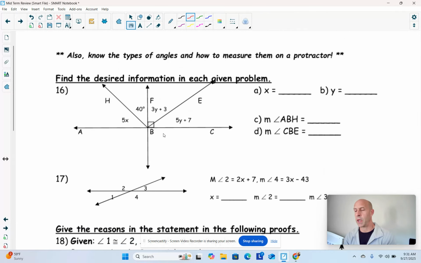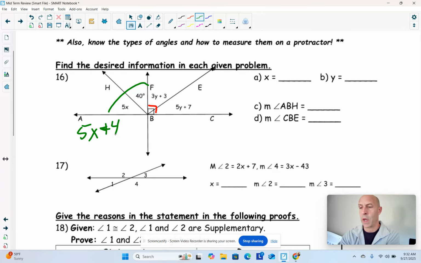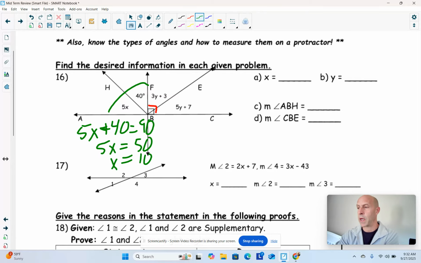Number 16, here again we've got some angles, and I think I'll help you find x. I see that this is a right angle, which means that these two angles here have to equal 90. So 5x plus 40 has to equal 90. So 5x has to equal 50. And x would have to equal 10 by solving that equation. So there's x. x is 10.